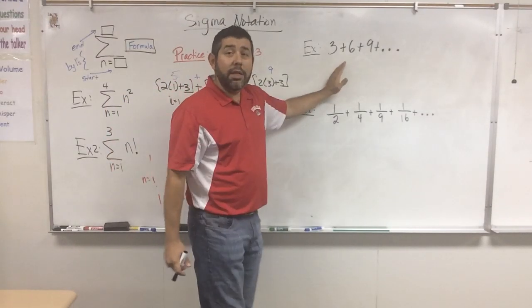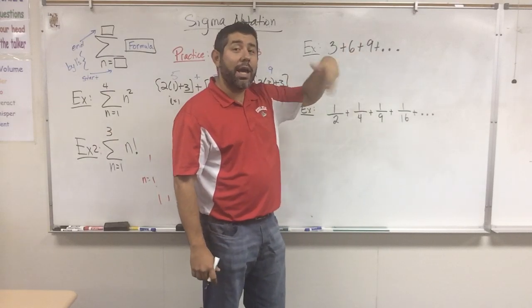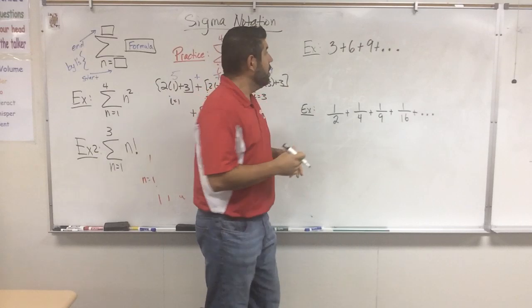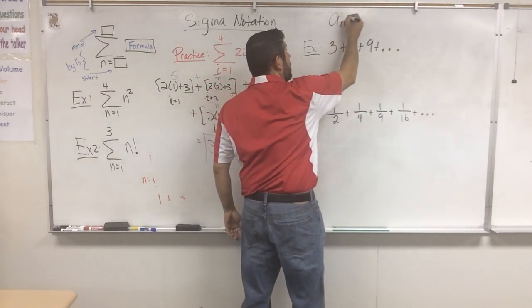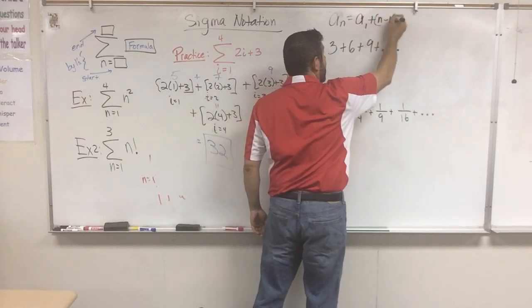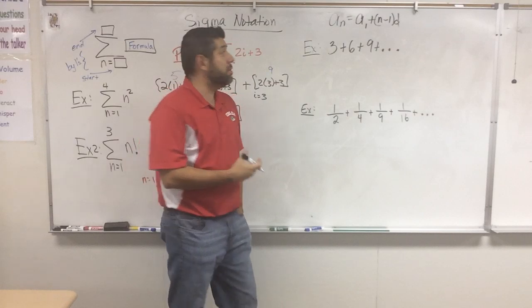So this one in particular is 3 plus 6 plus 9, right? We add 3, add 3, add 3. So we've got an arithmetic series here. So we know that the formula is a sub n equals a sub 1 plus n minus 1 times d. So we're going to go ahead and use that formula to finish this sucker off.